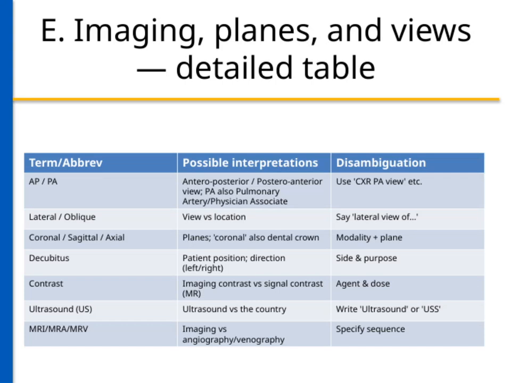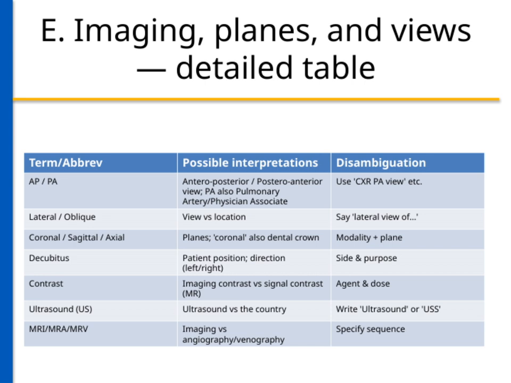Let's take a closer look at some key terms and abbreviations we encounter in imaging. First, AP and PA. These refer to the antero-posterior and postero-anterior views, respectively. When you see PA, think of a chest X-ray taken from back to front, and it's useful to specify CXR-PA view to avoid confusion. PA can also stand for pulmonary artery or physician associate, so context is important.